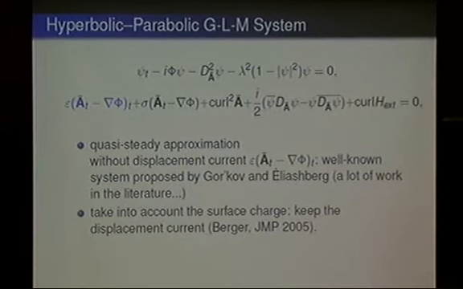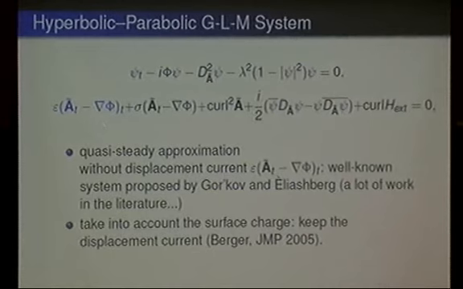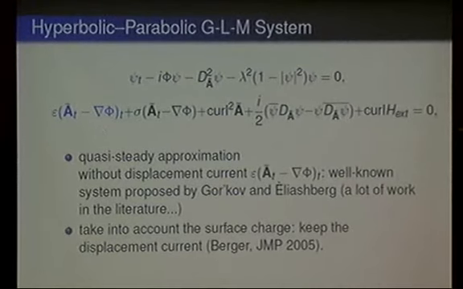Now we come back to our system. The difference of our current system from the classical one is the blue part. Usually, people consider the Ginzburg-Landau system with the first equation and the second equation without the blue part. This is called the quasi-steady approximation, in which the blue part, namely the displacement current, is neglected. This well-known system was proposed by Grove and Elizabeth. There is a huge literature on this subject, and I will skip it.